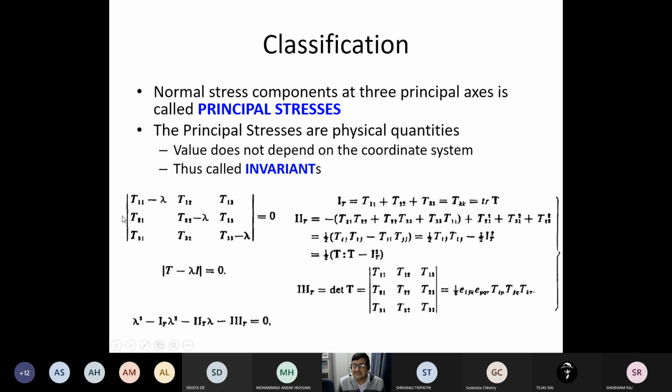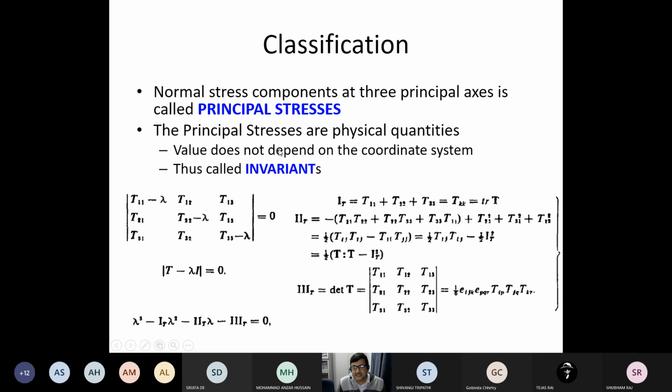You first get the matrix, the determinant, the eigenvalue. Now you see, the first eigenvalue represents what? T11, T22, T33. That means TKK, the trace of T. TR means the trace of T, is the addition of all the diagonal.